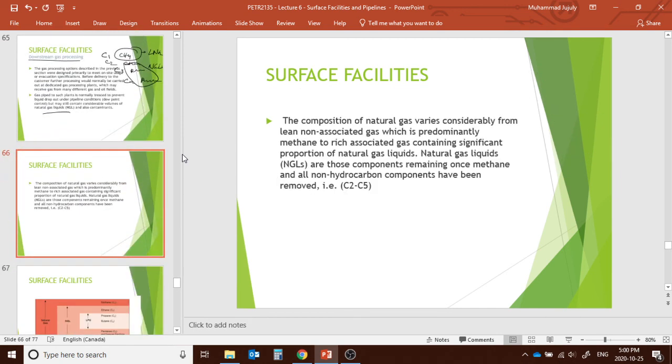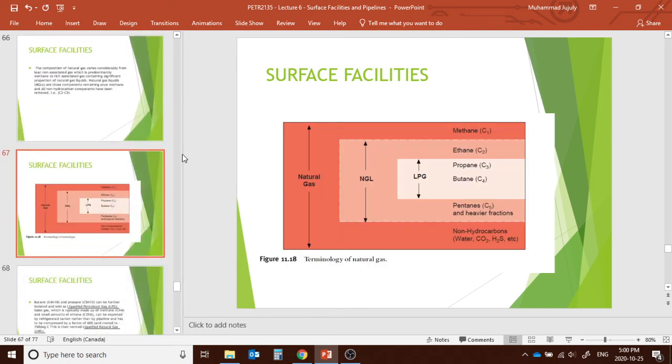So we can actually use that. This is how we do this. So LNG, NGL, and LPG. Probably you have heard about the LPG tanker, NGL tanker, or LNG tanker. So these are the terminologies of natural gas, how we actually do that.